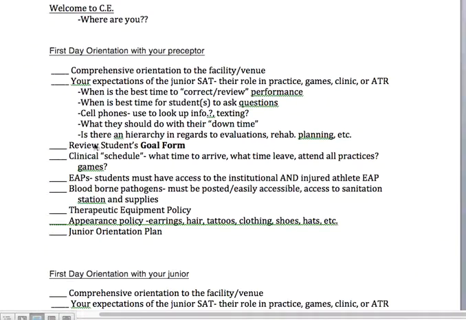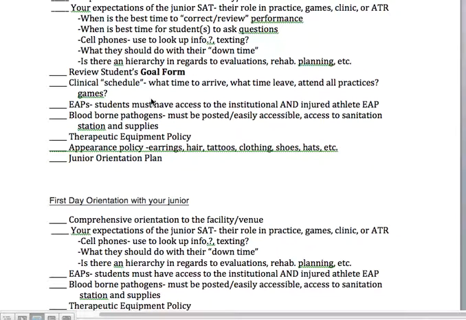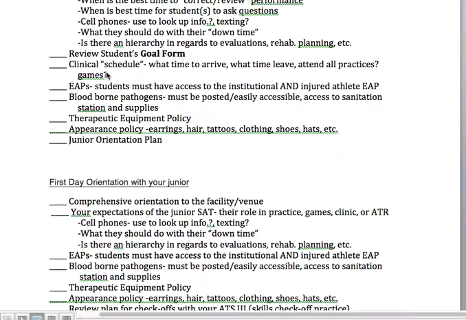So we'll go back up here. So that's the student goal form right there. When that's done, that can be checked. Your preceptor should talk to you about, again, the schedule, what time you should leave, what time you should arrive. We talked about the emergency action plan already, what you need to know, the bloodborne pathogens, the therapeutic equipment policy. You may want to ask them about their policy on appearance as far as earrings, hair, tattoos, clothing, etc. We have a written policy for Bethel. That's in your policies and procedures manual, so be sure to read that if you don't know it already.